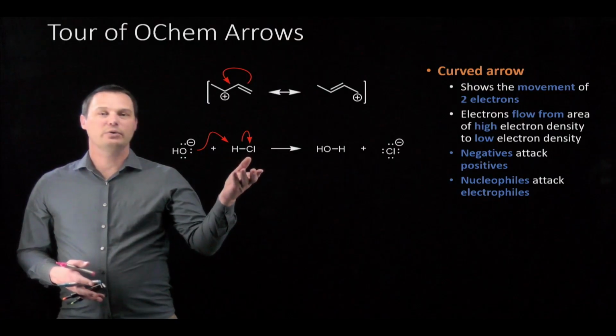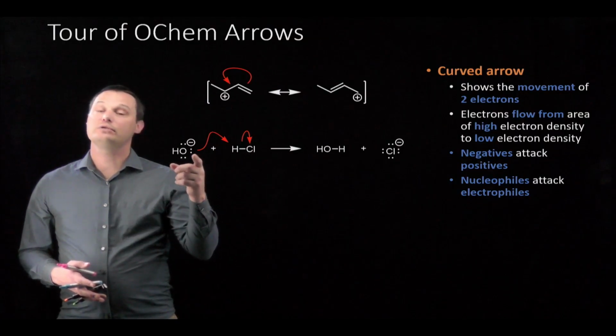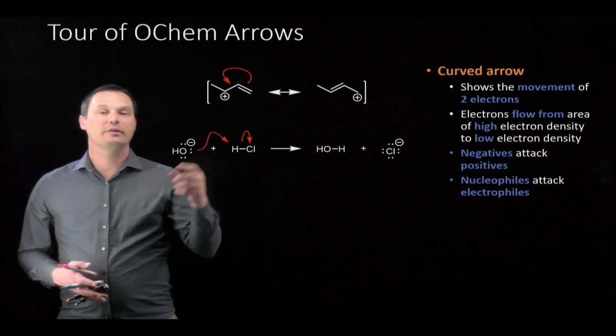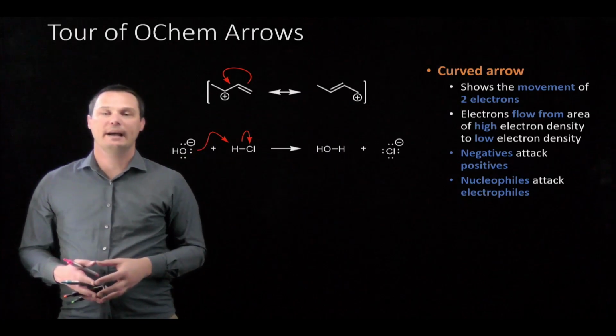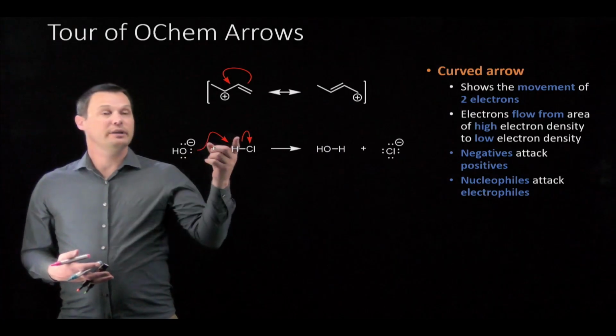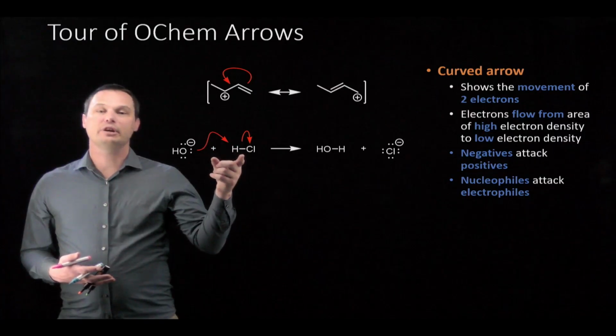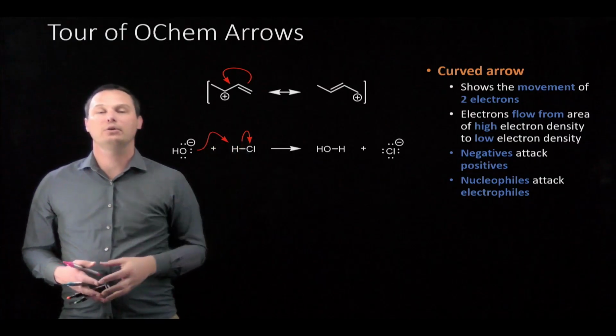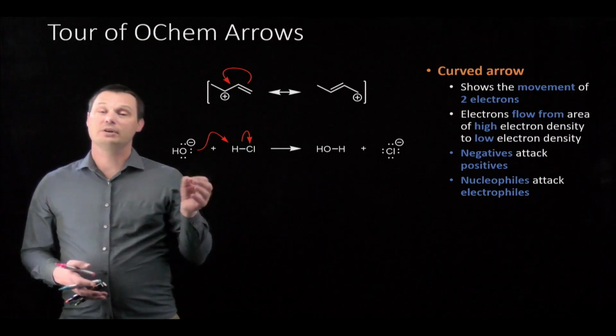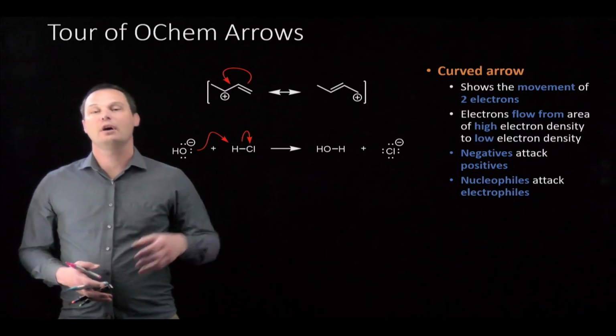Here, the arrows tell a story as well. We're taking a lone pair of electrons that used to be localized on oxygen, and now we're sharing them with the hydrogen atom to form a new oxygen-hydrogen bond. Hydrogen only makes one bond, so we need a second arrow to show that the hydrogen-chlorine bond is breaking. Those electrons that used to be shared between hydrogen and chlorine are now moving on to chlorine as a new lone pair. The curved arrow is also the blueprint that tells us how to draw the products of a reaction.